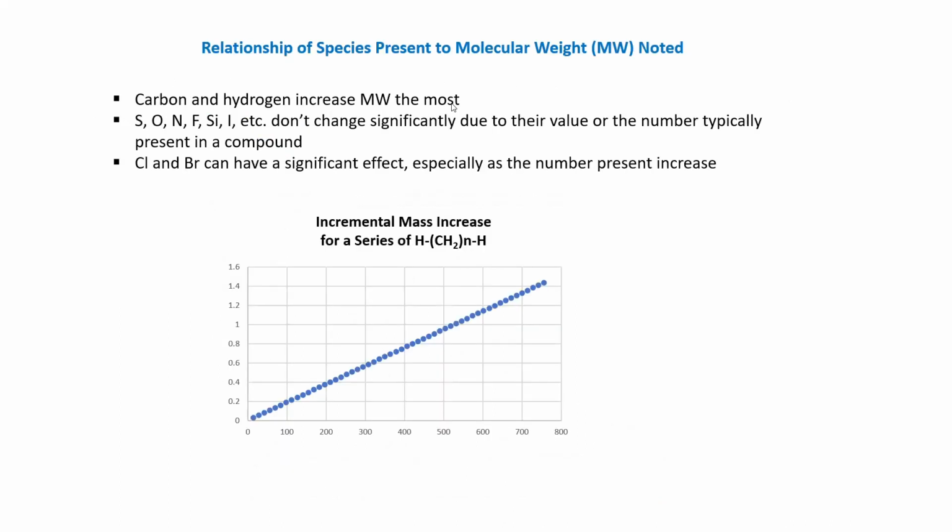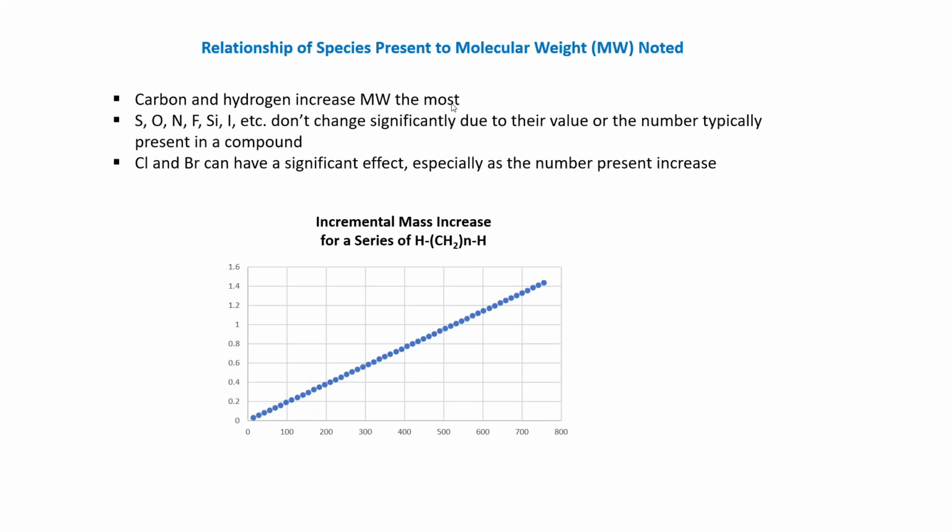So what's the relationship of the species present to the molecular weight observed? Well, carbon and hydrogen increase the molecular weight the most. If you see the graph below, the incremental mass increase for a series of hydrocarbons, from methane on up to a hydrocarbon having a molecular weight of 700, it increases over to 1.4 over that range. But a lot of the places that you would be interested in, maybe in the 200 to 400 range, it's going to be about 0.6 to 0.8 increase.